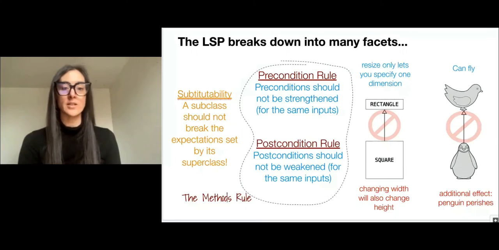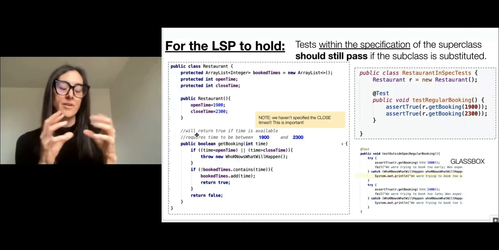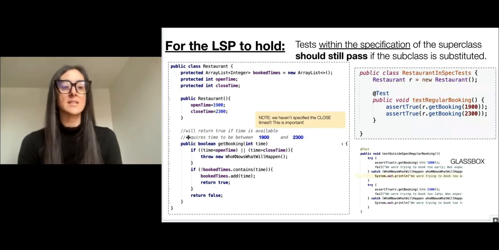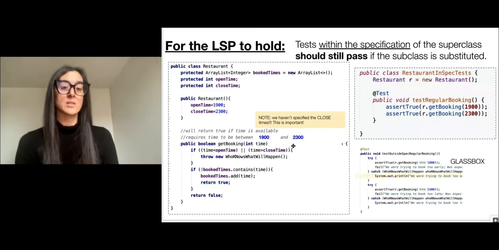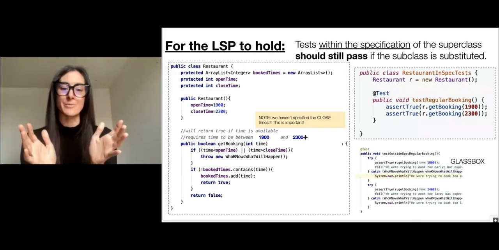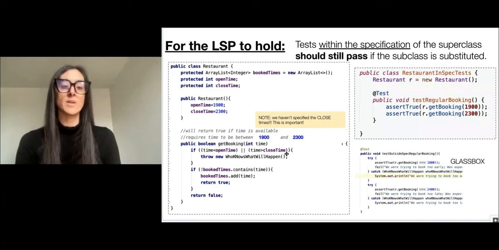So let's take a look at some examples just to really bring this home. We have a restaurant, and the restaurant has a very specific specification. It's a restaurant where you can book between the hours of 1900 and 2300 hours. We don't specify a close time, so unlike the rectangle, we're not saying only from 1900 to 2300, but you have to at least be able to book from 1900 to 2300. And then we can write a test that checks that.